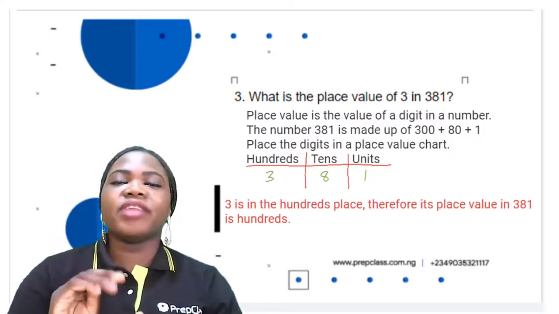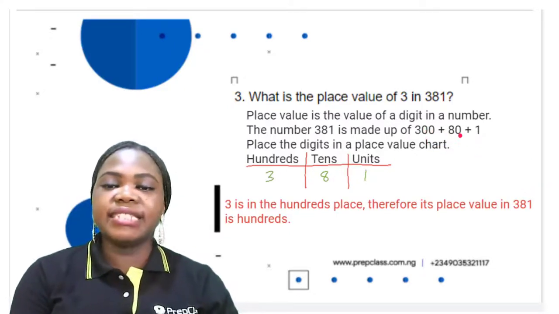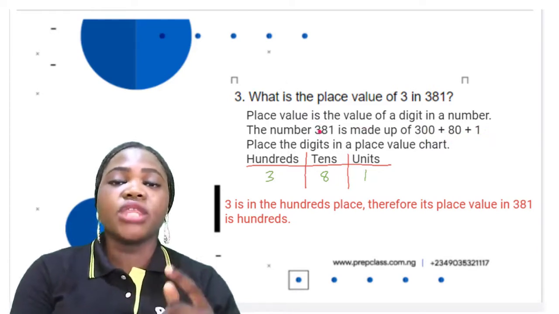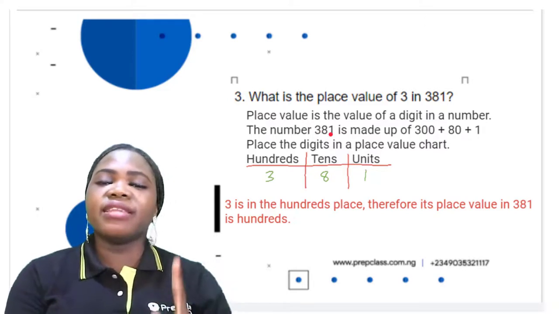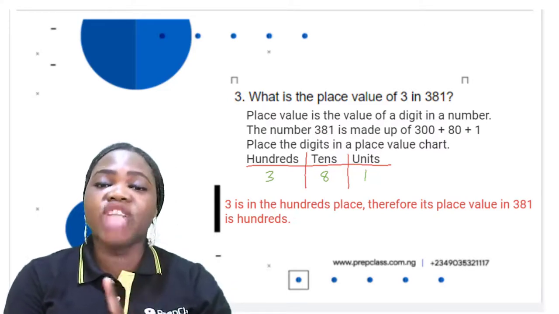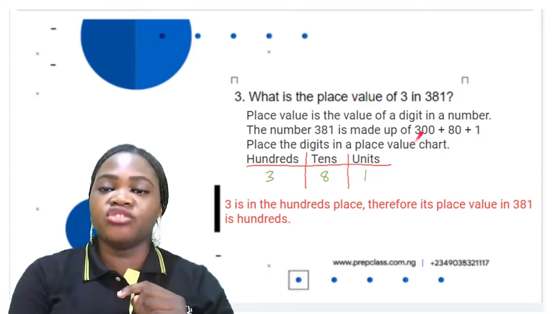Now, the number 381 is made up of 300 plus 80 plus 1. So 300 plus 80 plus 1 would give us 381. The next thing we need to do is to place the digits in a place value chart. Since it is a 3-digit number, it starts with 100, 300.